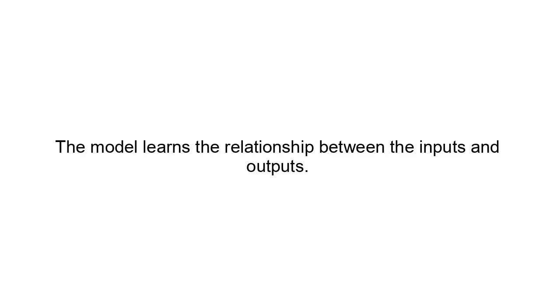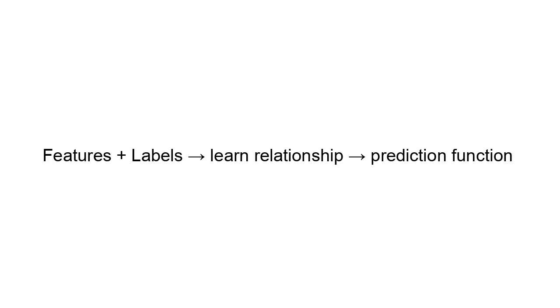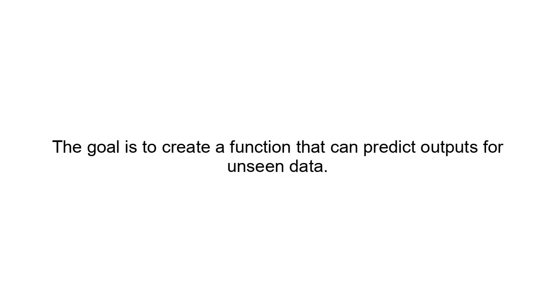How model training works. During training, the model tries to find patterns that connect input features with target outputs. Example concept. Features plus labels, learn relationship, prediction function. The algorithm adjusts internal parameters to reduce prediction errors. The goal is to create a function that can predict outputs for unseen data.